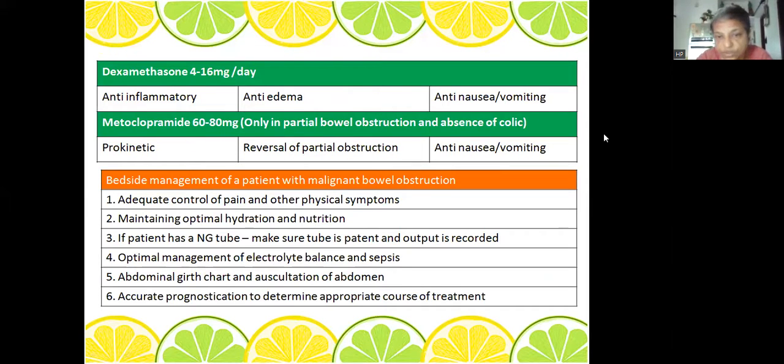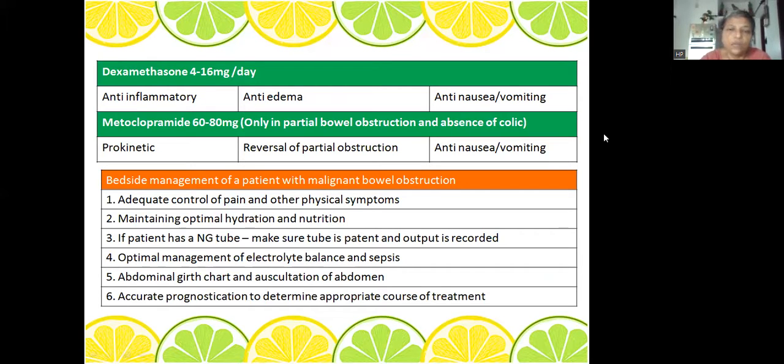Anti-inflammatory, dexamethasone, very usual. Anti-inflammatory we can use. Then we are talking about this one, dexamethasone. Dexamethasone usually in palliative care we give in higher doses.